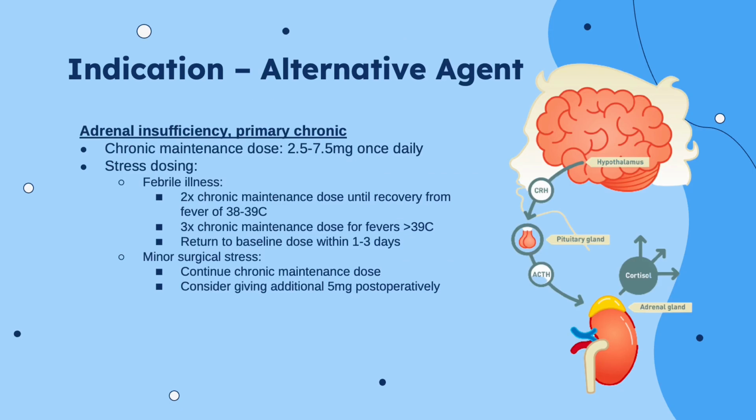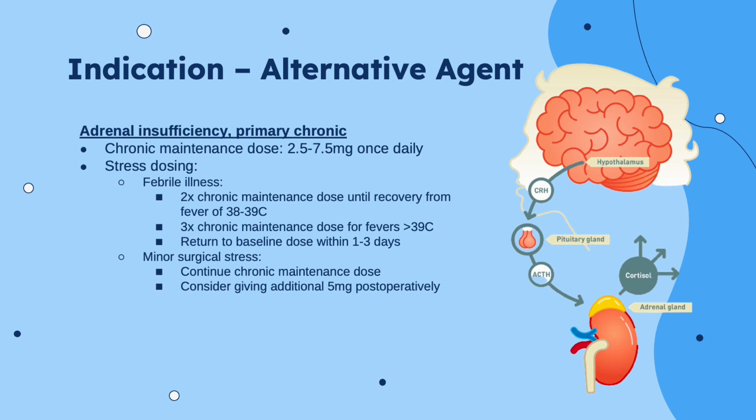For our only indication as an alternative agent in primary chronic adrenal insufficiency, chronic maintenance dosing is 2.5 to 7.5 milligrams once daily. In stress dosing, in febrile illness, you want to double the chronic maintenance dose until recovery from a fever of 38 to 39 Celsius, or triple the dose for recovery from a fever of greater than 39 Celsius, then return to baseline dose within 1 to 3 days.